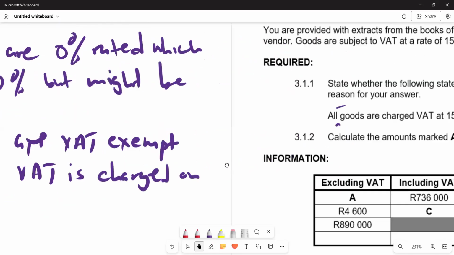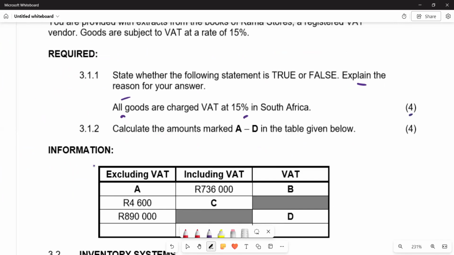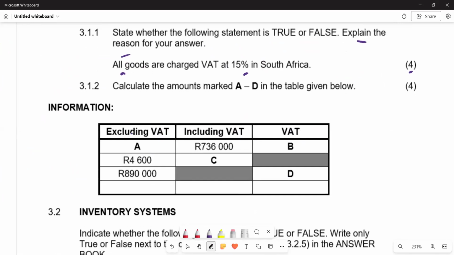And we can go and try to see the second part of the question, which says calculate the amount A to D in the table given below. So we're given a table, and we need to calculate the figures A, B, C, and D. But then we are given excluding VAT. Remember the proportion that we have when it's excluding VAT, it's always 100%. So here we've got 100%. And including VAT is going to be the excluding plus VAT.